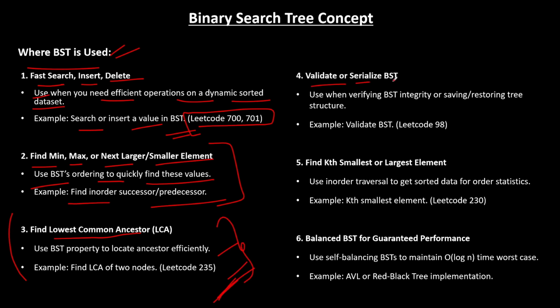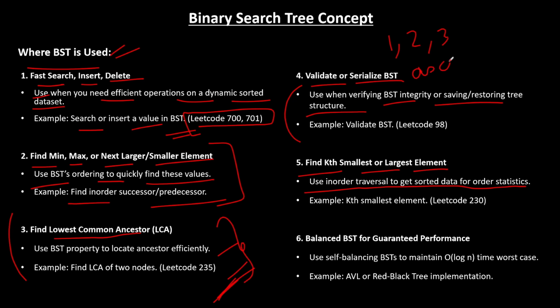Now, validate or serialize BST also, you could use the concept of binary search tree, verifying the integrity or saving the restoring tree structure. Find the k smallest or largest element. We can use in order traversal to get the sorted data for order statistics. Because when you do the in order traversal of a binary search tree, you always get a sorted order in ascending form.